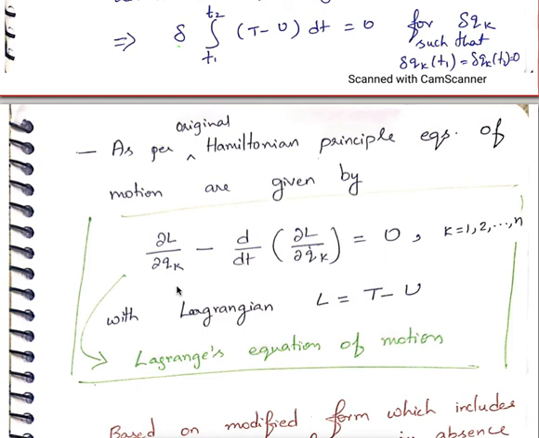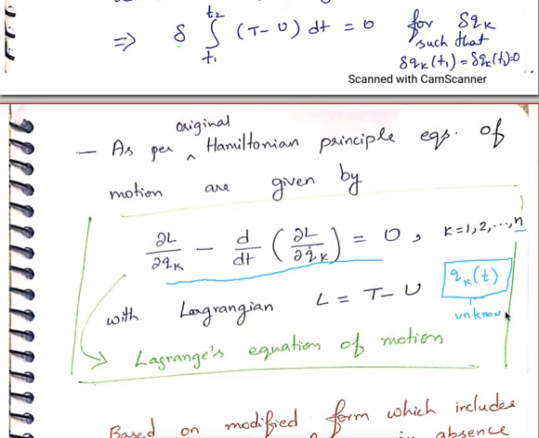How many equations does this particular statement give you? This gives you small n number of equations in qk. And how many unknown variables are there? Again, you have small n number of unknown variables. What are the variables we are trying to solve for? What we are trying to solve for is qk as a function of time, and this describes the motion of the system. So these are the unknowns.